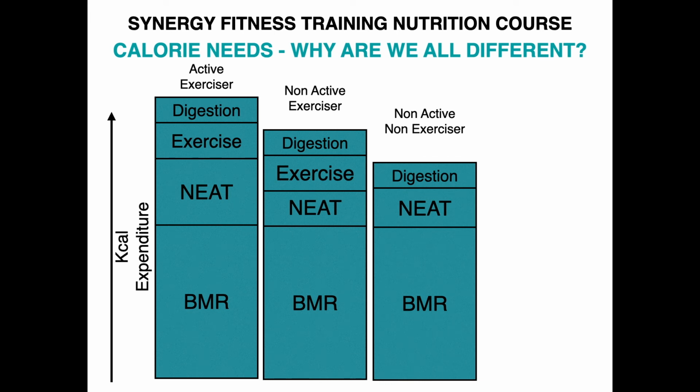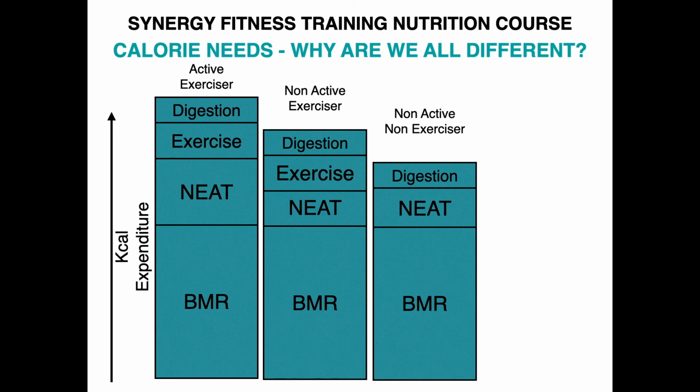Next, we have our non-active non-exerciser, and this person has the same BMR as person 1 and 2, and the NEAT and digestion levels are exactly the same as person 2, but they don't exercise, so their daily calorie requirement will therefore be lower than person 1 and person 2.